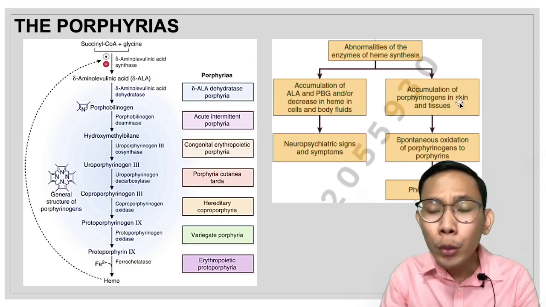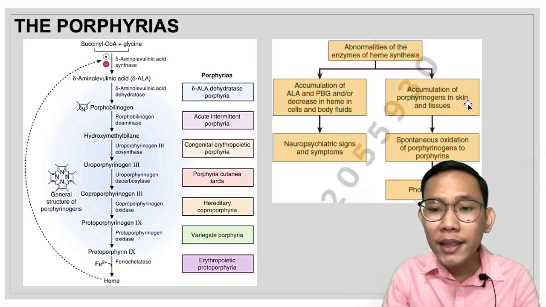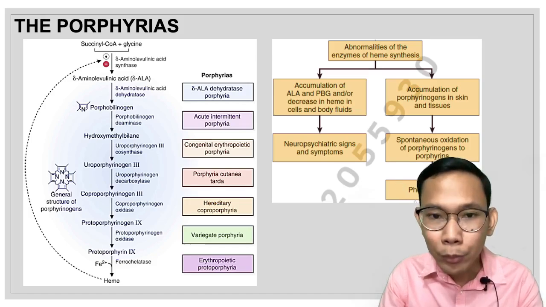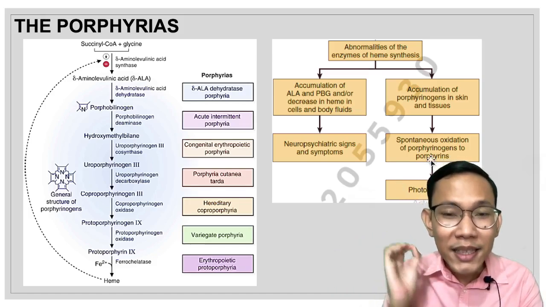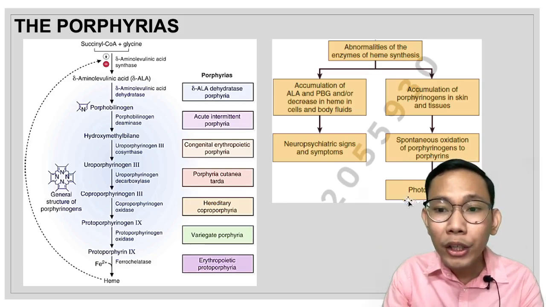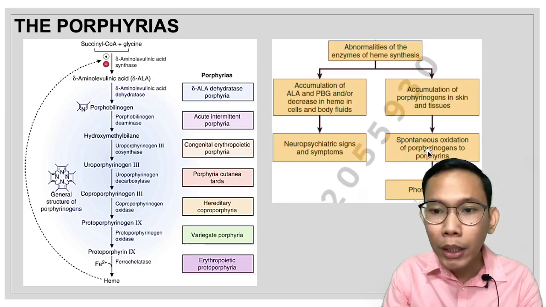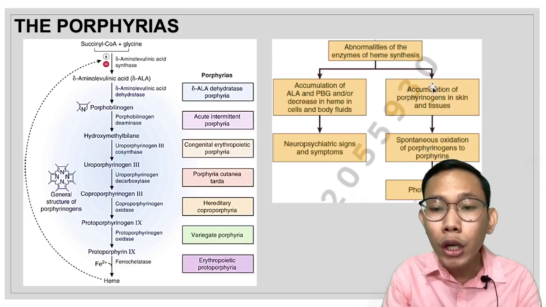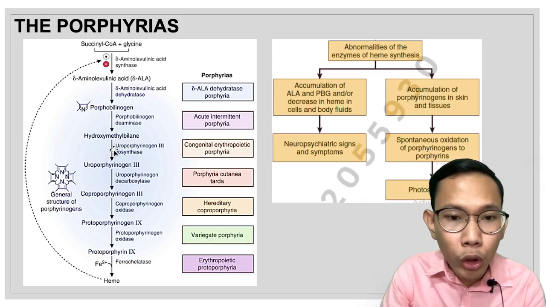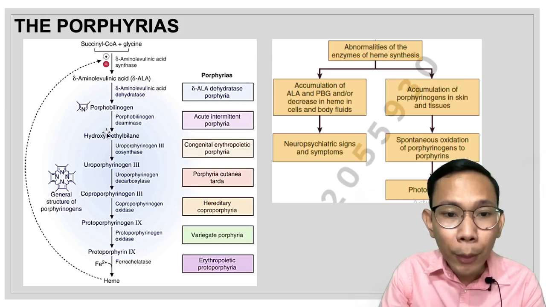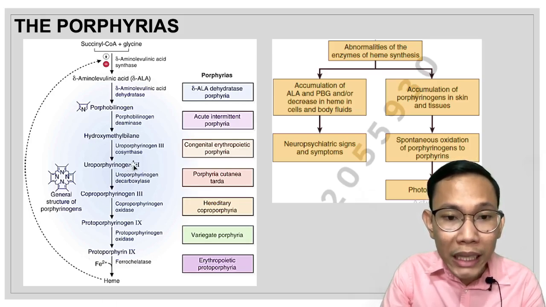If there is accumulation of your porphyrinogens in skin and tissues, they will cause now your photosensitivity symptoms. So therefore, you become sensitive to light. Pag there is a accumulation of your porphyrinogens. Saan nagsisimula ang accumulation ng porphyrinogens? From this step up to this step.